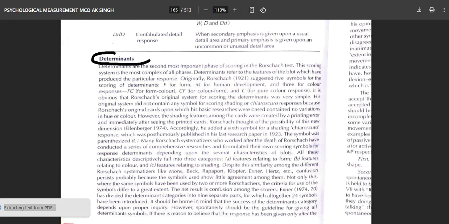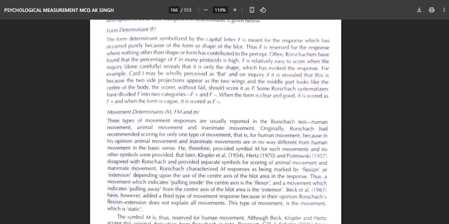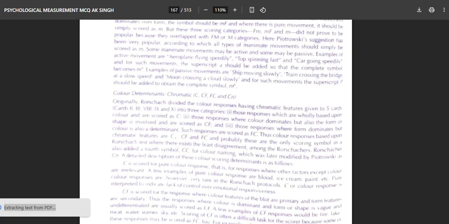Under the head of determinants, what you will find is F for form, M for human movement, and C for color responses. FC for form-color, CF for color-form, and pure color responses. And if you still wonder where the answer is, the answer is form determinant, movement determinants, M, capital F, M and small m, and then you will come down over here and you will find the color determinants as well.